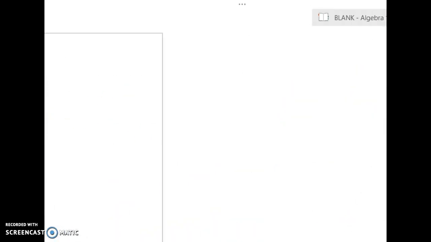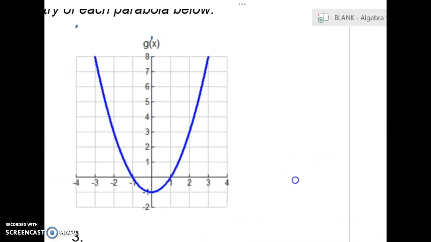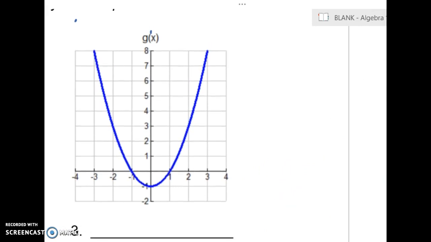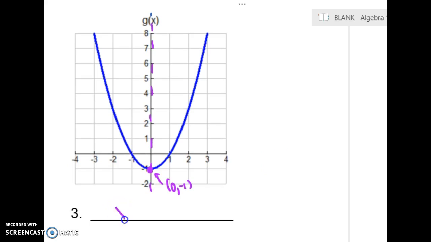If we looked at one that was concave up, so let's say this guy right here, same idea. We're looking for the coordinate of the vertex. This one opens up, so our vertex is down here. And so this is the point 0, -1. Our x-coordinate of the vertex is just 0. So we have a vertical line that goes through the vertex, and that's our axis of symmetry. x equals 0. So again, from a graph, not so bad.